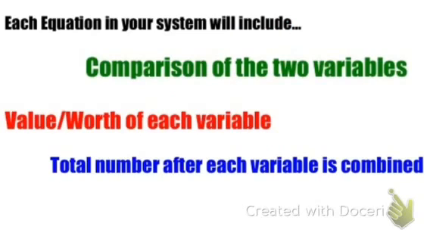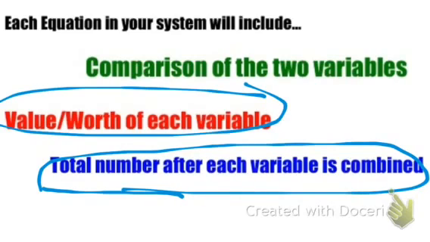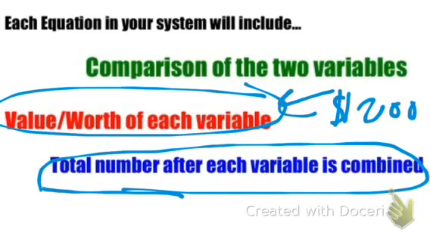So if we go back to our earlier presentation, we have the total number for each variable combined, and we also have the value or worth. This one right here talks about the fact that we want to make $200 per week, and this is the fact that we have 21 hours between the two jobs. That's how much time we've spent at work for the 1 week.